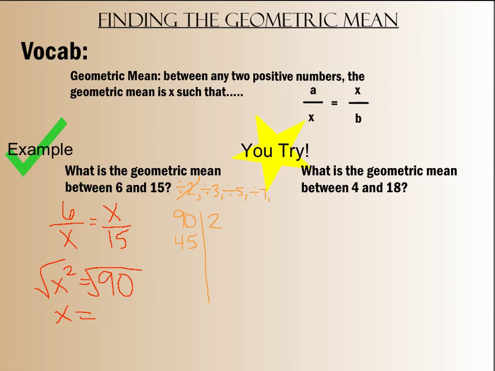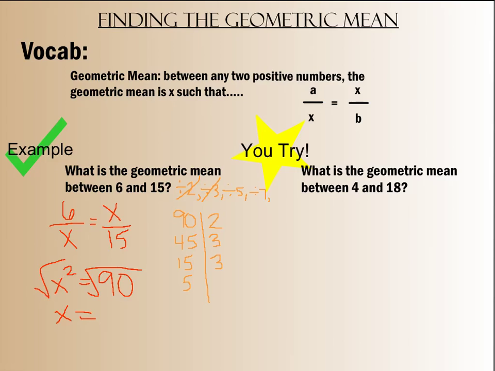I need to move on to divide by 3. 45 divided by 3, yes, that works. I get 15. I ask myself again, can I divide by 3 again? Yes, I can. 15 divided by 3 gets me 5. I ask myself again, can I divide by 3? No. So I move on.